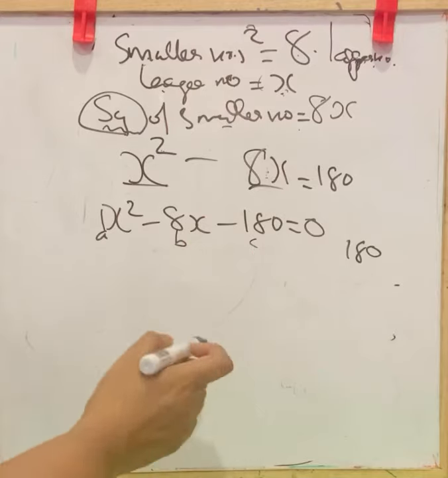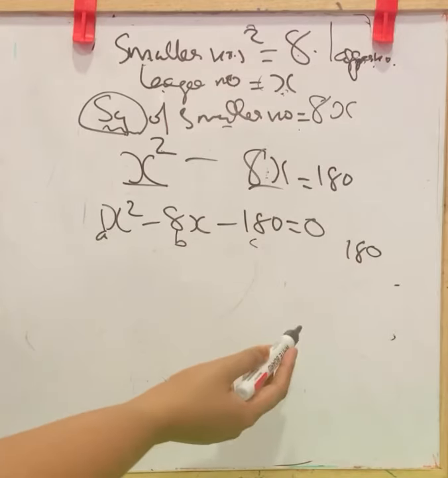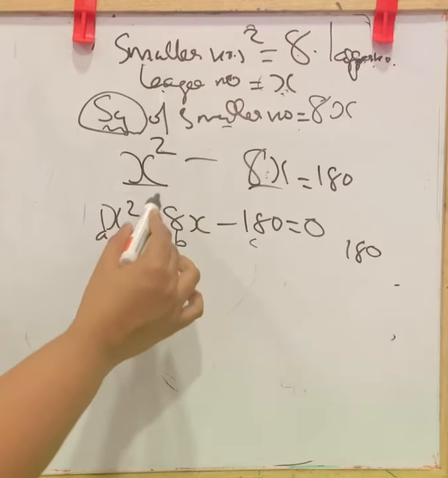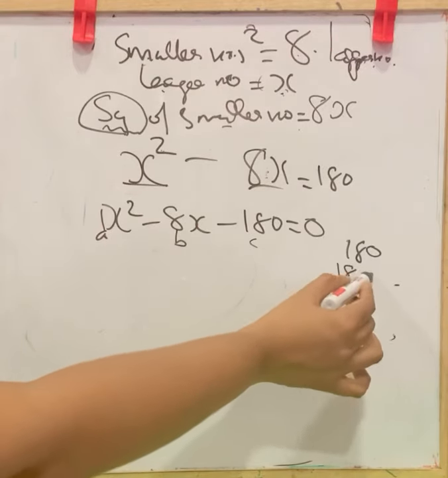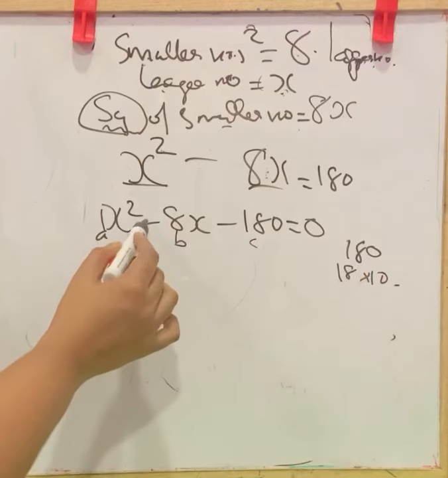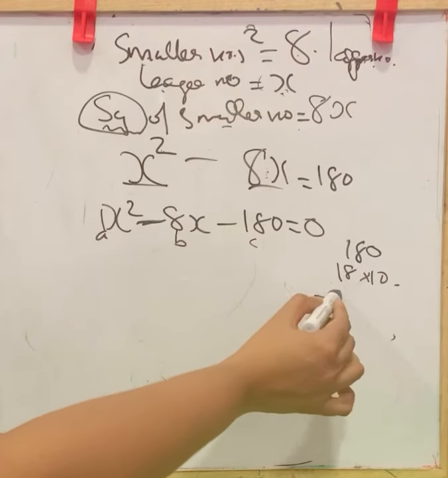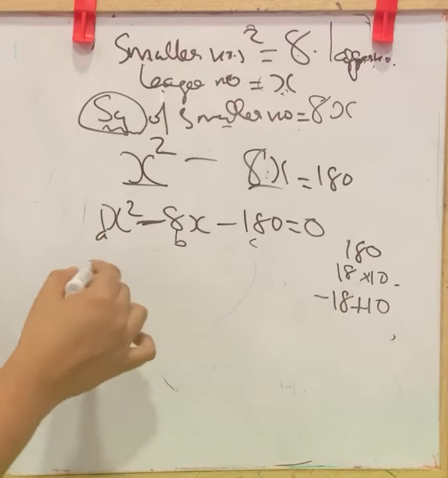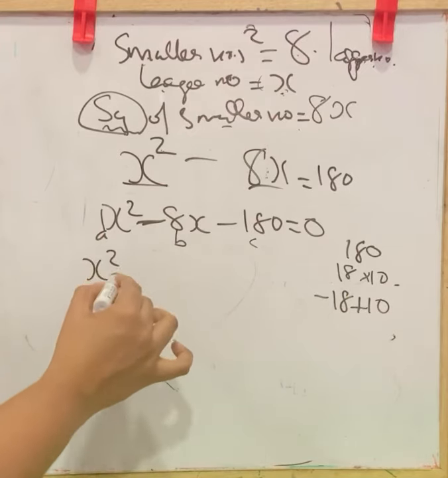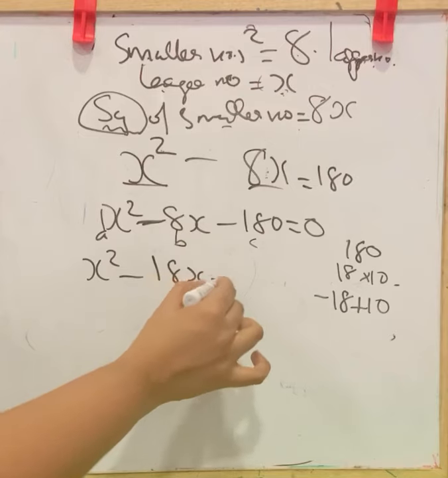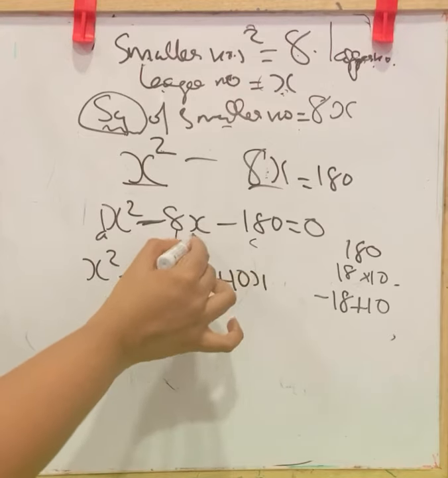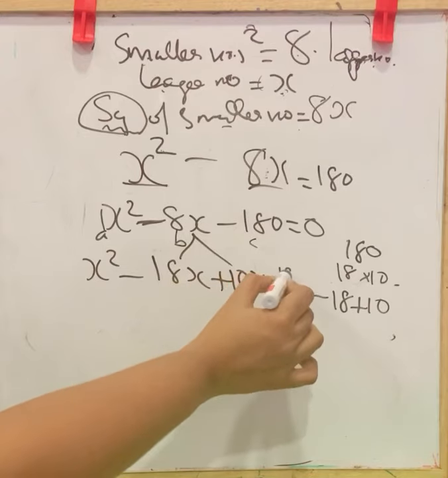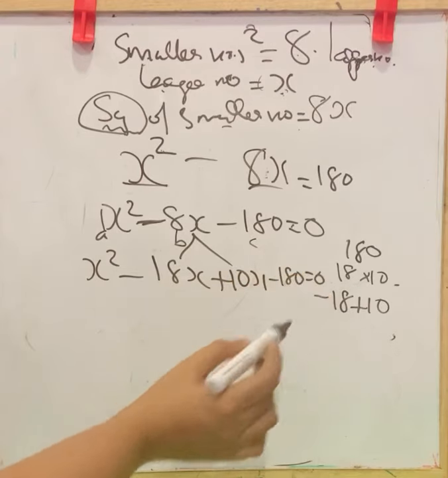It is so simple. Here 1 into 180, 2 into 90, like that, so many pairs are there. But to get 8, we will take 18 into 10 is 180. And to get minus 8, we will write it as minus 18 plus 10. So we will split like that: 1x square minus 18x plus 10x, minus 180 carried down, equal to 0.